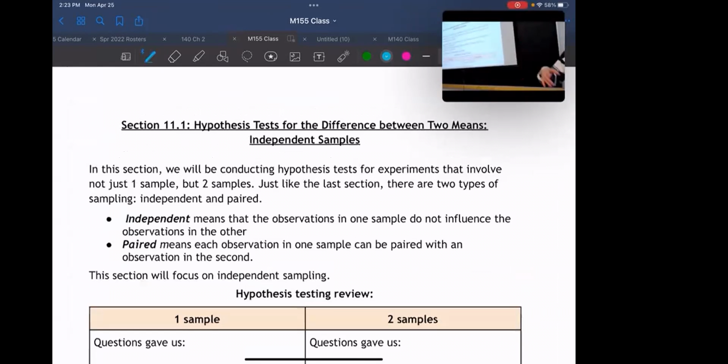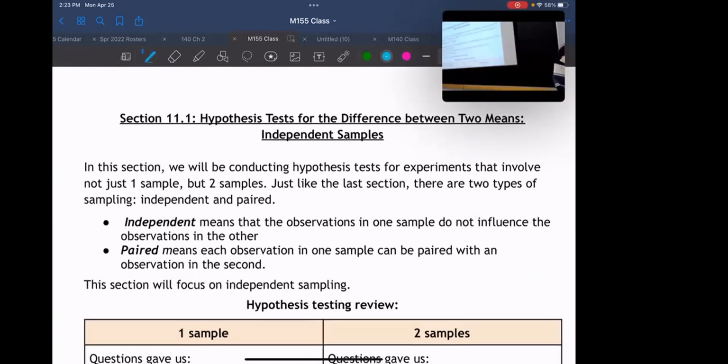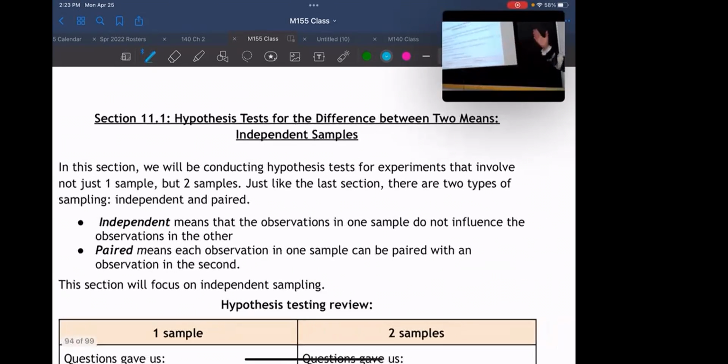So we're going to talk about hypothesis testing. I know we've been going back and forth between confidence intervals and hypothesis testing. We went back to confidence intervals for 2 samples. Now we're going to go back to hypothesis testing for 2 samples as well. Okay. So we're going to talk about when we're trying to do a hypothesis test, but instead of 1 sample, we actually have 2 samples.